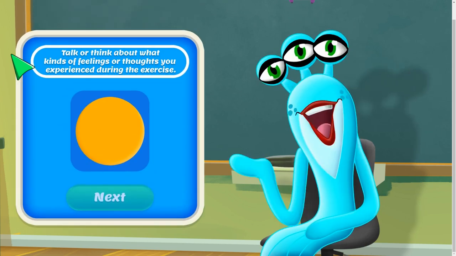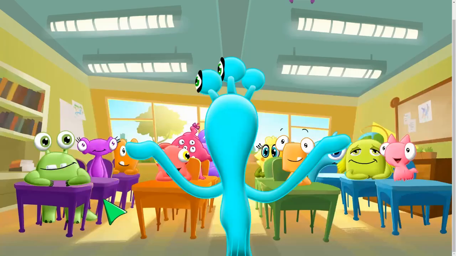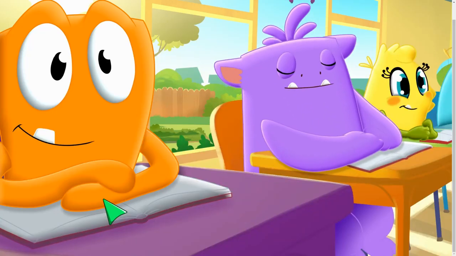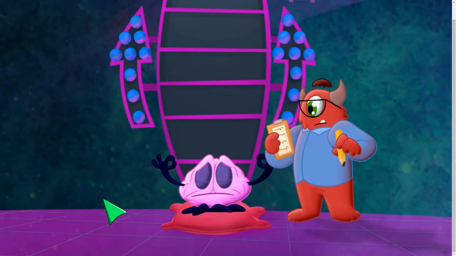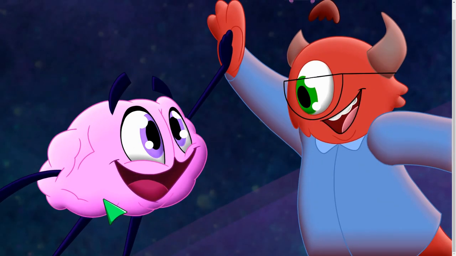So, what did you all notice? Talk or think about what kinds of feelings or thoughts you experienced during the exercise. It's okay to feel bored, silly, or anything really. The important thing is to try to focus on your breathing during this simple meditation. Scientists studying the brain have learned that doing meditation exercises often can help you improve your focus.